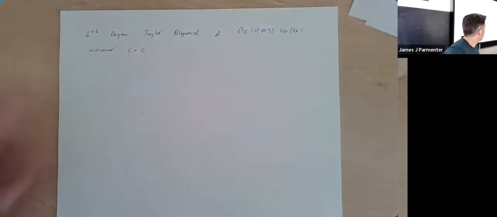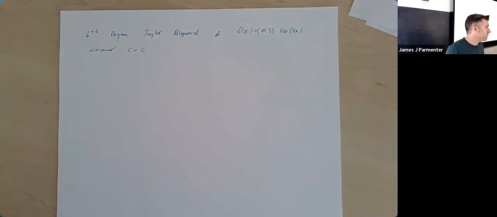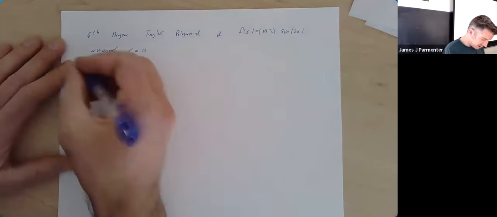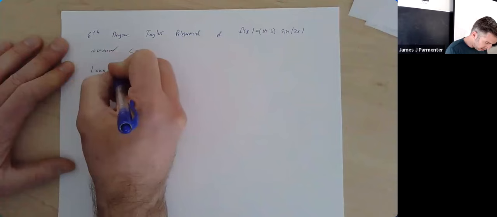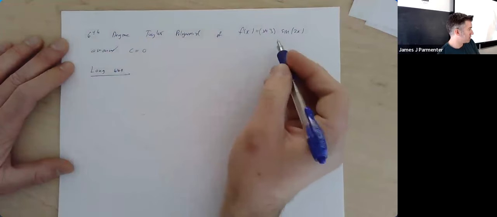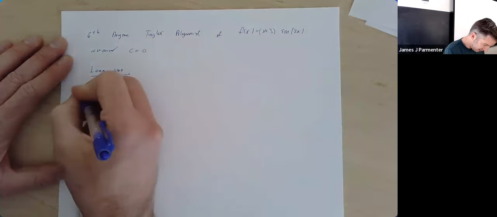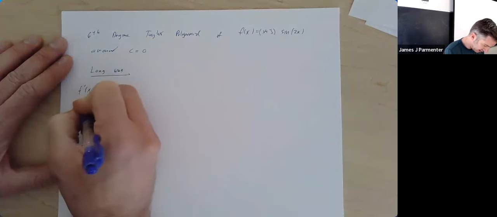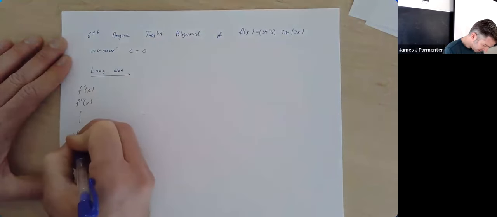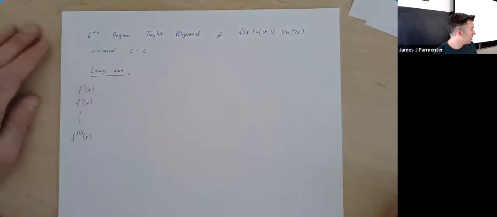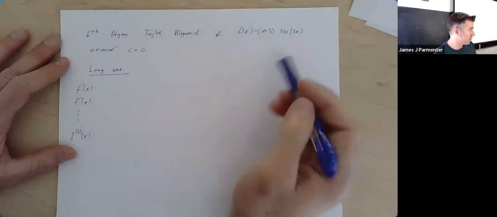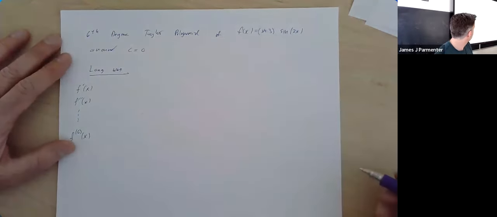Now there's 2 ways to do this problem. There's a fast way and a long way, and he does not intend for you to do this the long way. The long way would be to find the first through 6th derivatives. So you'd find f prime of x, f double prime of x, all the way down to the 6th derivative of x, which is going to be a pain. We're going to have to use the product rule over and over and over again. Things are going to get really messy.